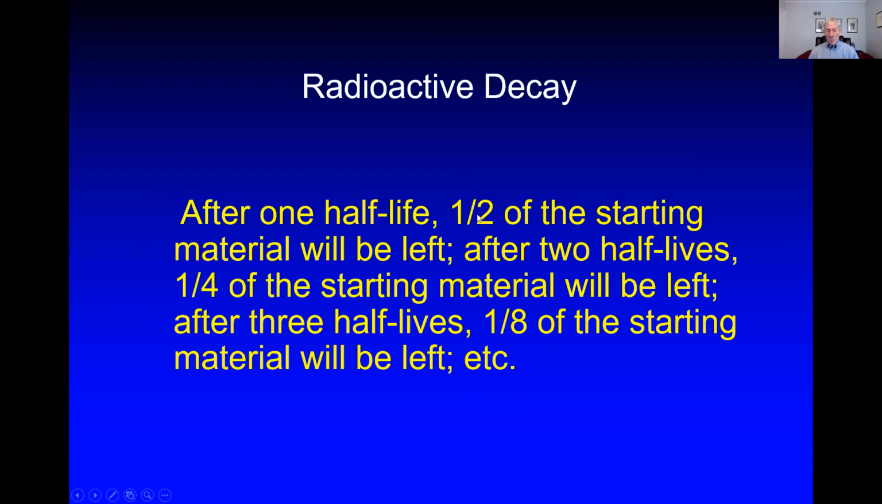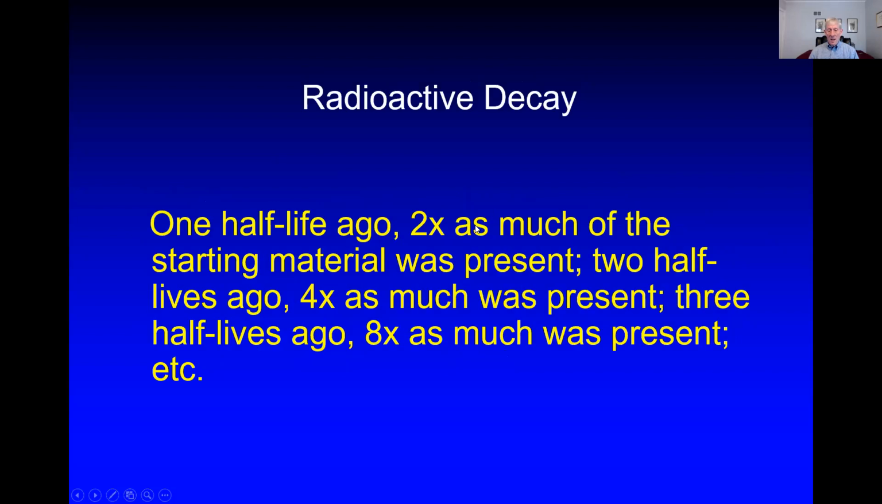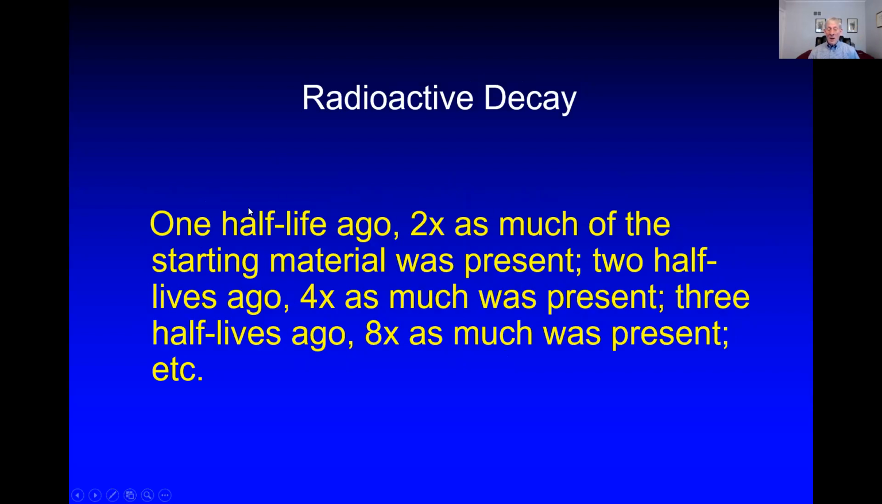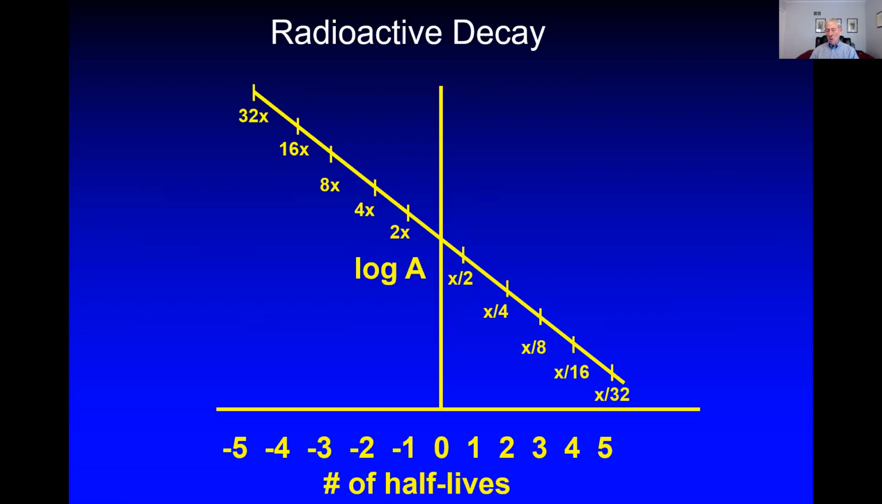So let's take a look. We know we're going from 1/2 to 1/4 to 1/8. And that's going what we call prospectively in time. We're going forward in time. We go from all of it to a half, to a fourth, to an eighth. But what about going retrospectively in time? If we have so much now, how much did we have 1 half-life ago? Twice as much. 2 half-lives ago, 4 times as much. 3 half-lives ago, 8 times as much, and 16, and 32, and 64. So we're either going 1/2, 1/4, 1/8, or times 2, times 4, times 8. Now, I'm going to show you a graph, and I think this says it all.